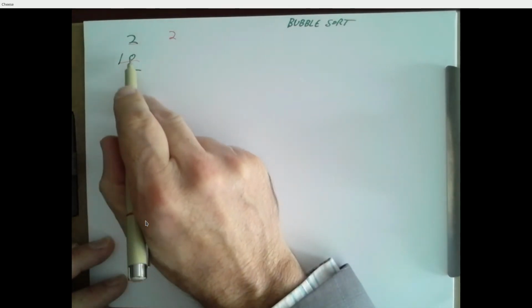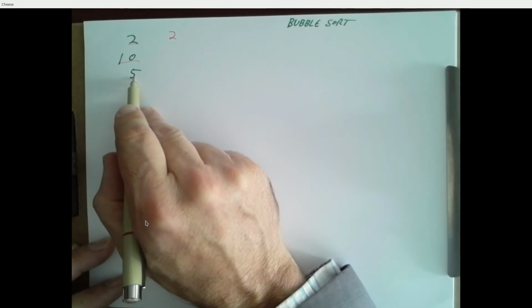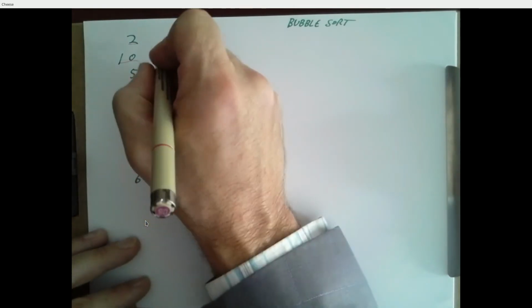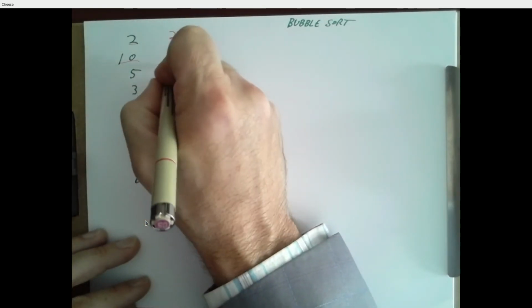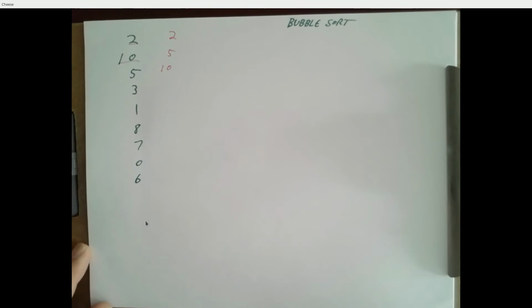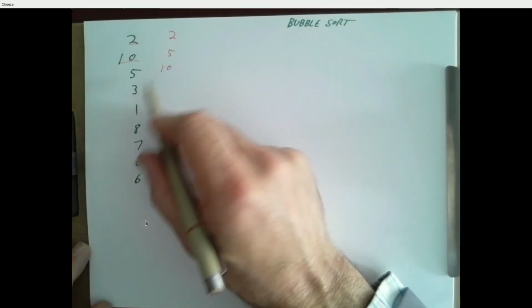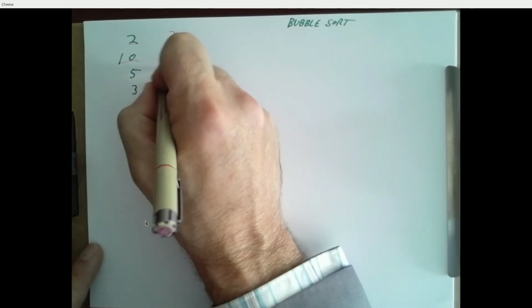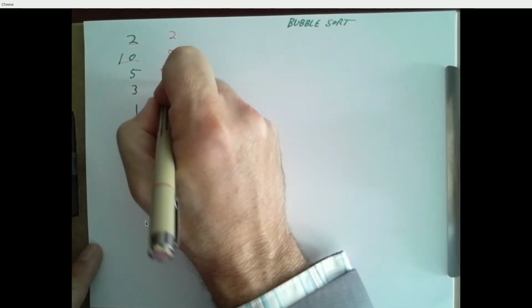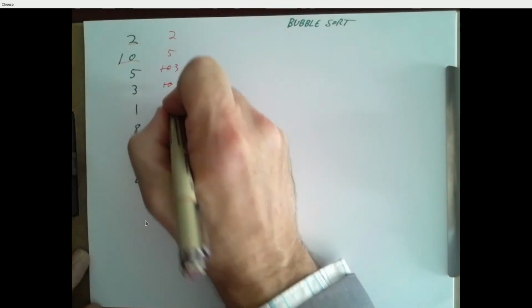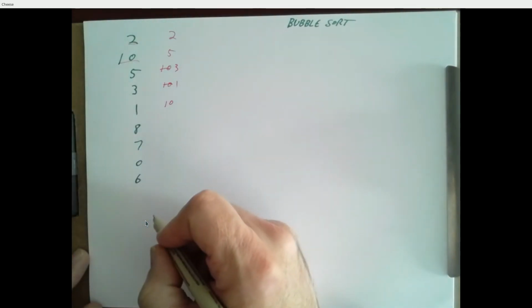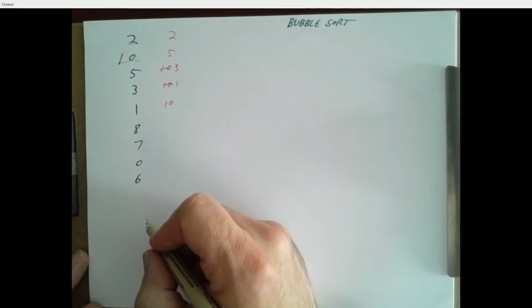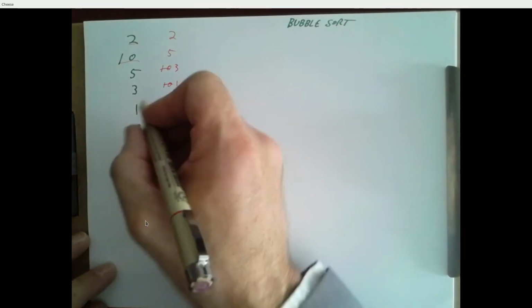What about the 10 and the 5? Right, 10 is bigger than 5, those are in the wrong order, so I'm going to swap them. So I'm going to put a 5 here, and I'm going to put the 10 here. And then I compare this third number, which is now 10, to 3, and those are in the wrong order, so I'm going to swap those. So I'm going to put a 3 here, and a 10 down here. And then I compare 10 to 1, and those are in the wrong order, so I swap them. And you can see what's happening. This 10 is falling down to the bottom of the list.